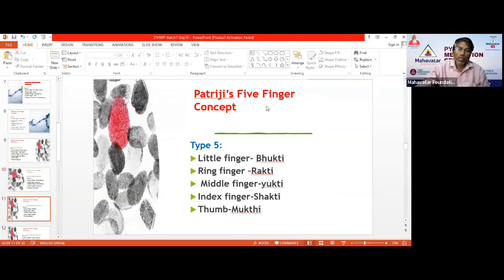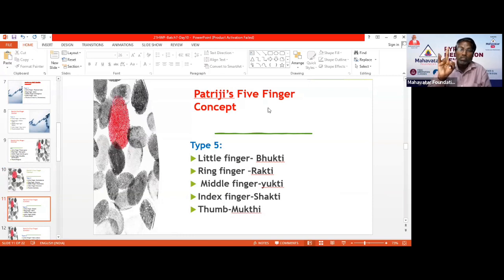Now, the fifth one is the little finger. The little finger refers to bhukti. Bhukti means what? Eating. Eating means satisfying our physical organs, basically. So this is bhukti. What is this? Rakti. Rakti means what? Entertainment. This ring finger refers to Rakti, that is entertainment.